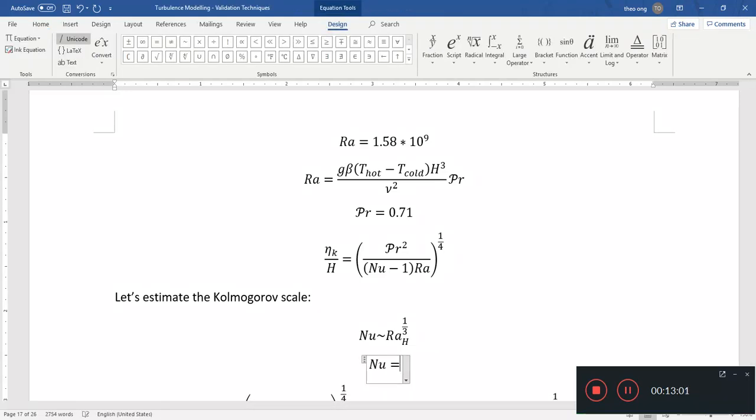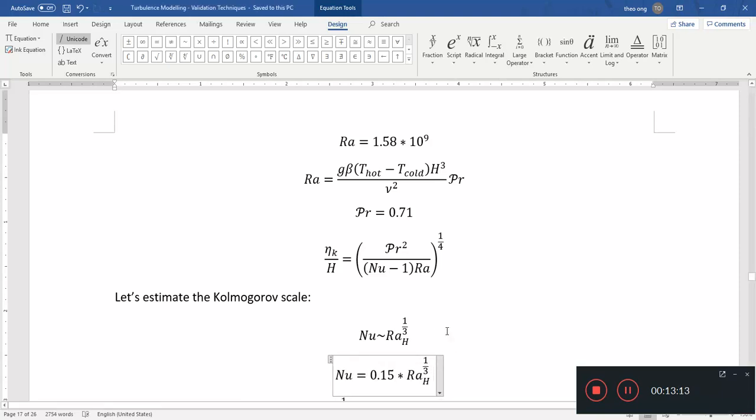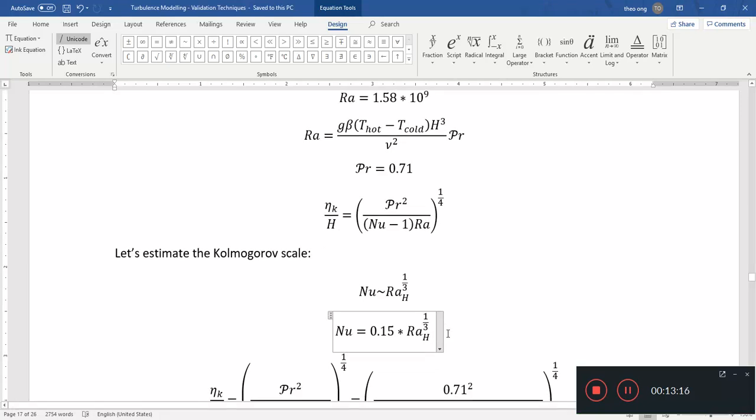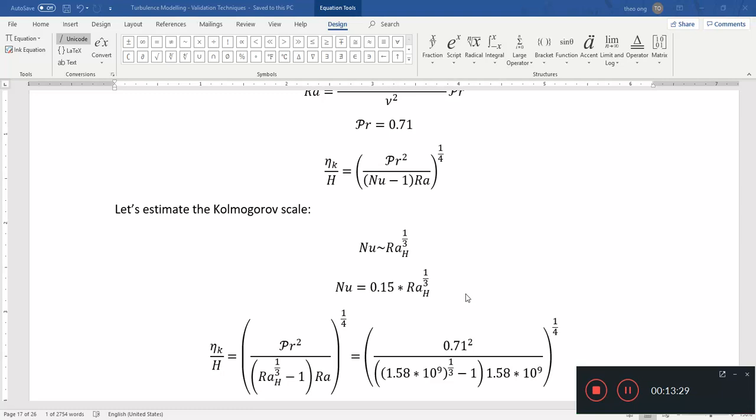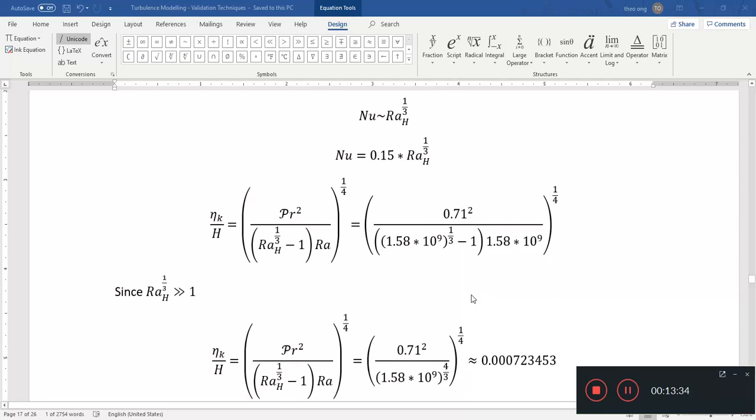The true correlation is this. I think it's 0.15 times Rayleigh number to the 1/3. This is for, of course, the Bénard convection kind of thing, but I'm just leaving this out so as to get a very quick estimate, to see whether you can cut corners in that sense. Of course you want to cut corners because you want a very fast estimate. So this is the fastest way to get your Kolmogorov scale.